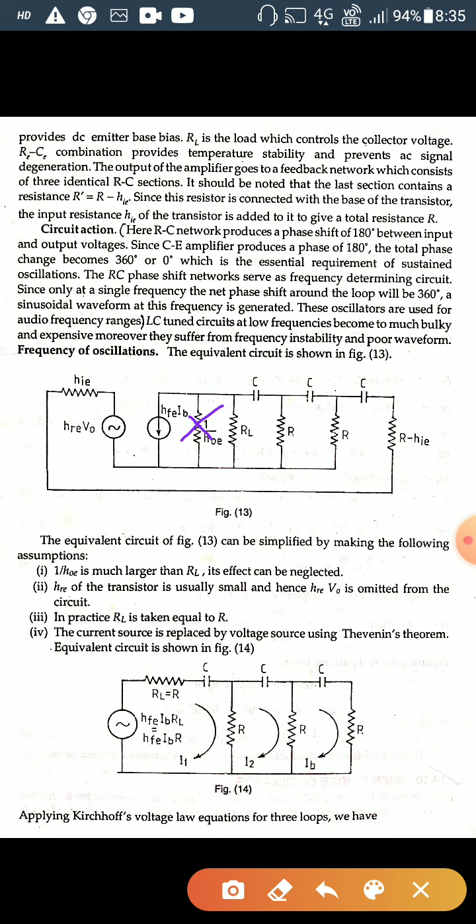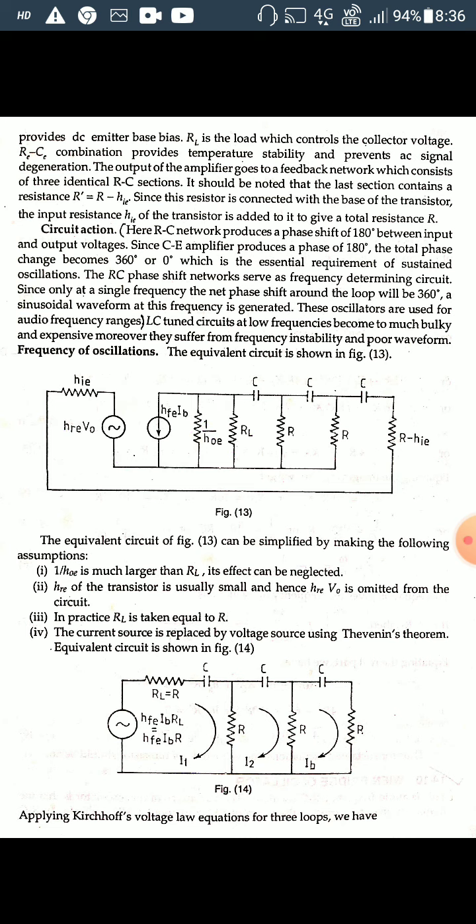Now the other assumption is that h_re induced the voltage source. Here h_re is so small. If it is so small, at that time the voltage drop or induced voltage will be so little that it will work just like a short circuit. And for our simplicity also, we just assume that R_L is equal to R.